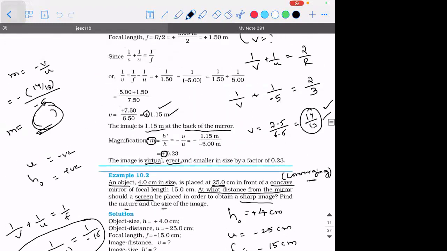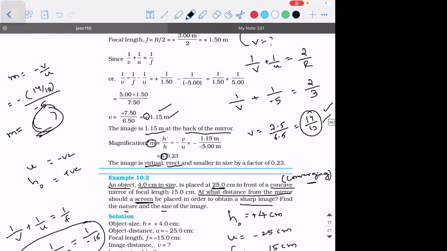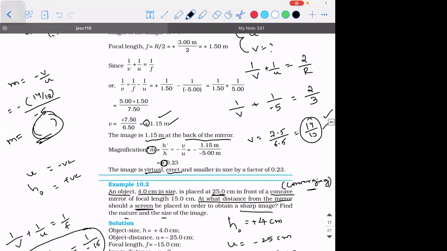See, now tell me one thing. Even before you solve this question, I want to see how you are able to apply the ray diagram concept. So there is a concave mirror. You think the answer for image distance will be negative or positive? Don't look at the textbook or anything. Try to guess. Will the image distance be positive or negative?